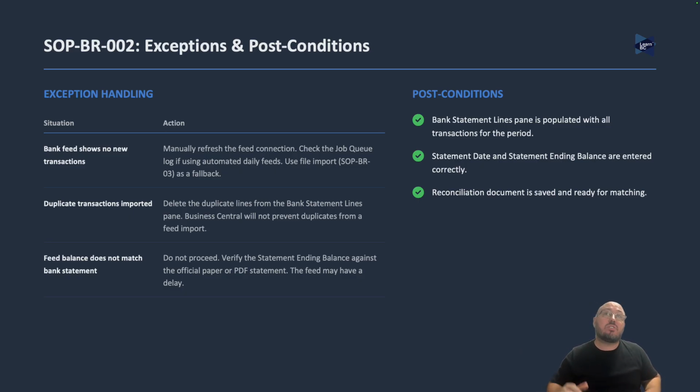So the post conditions: the statement lines pane is populated with all the transactions for the period, the statement date and end date balances are entered correctly, and the reconciliation document is saved and ready for matching. The idea here is I walk in, I want my statement data. If you're using it the Australian way, you walk in, your statement's already there and you just do them. If you're overseas, you click import within the statement rec you've created and it will load the transactions. Let's go take a look at Business Central.